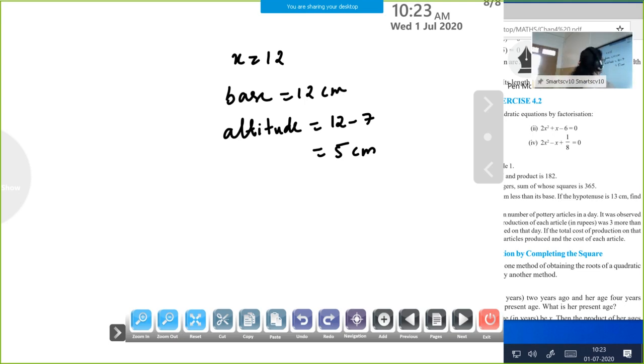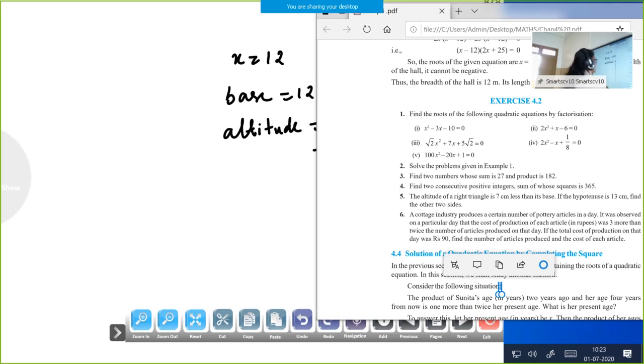Then we have one more question, the last question, the 6th one. A cottage industry produced a certain number of pottery articles in a day. It was observed on a particular day the cost of production of each article in rupees was 3 more than twice the number of articles produced on that day.